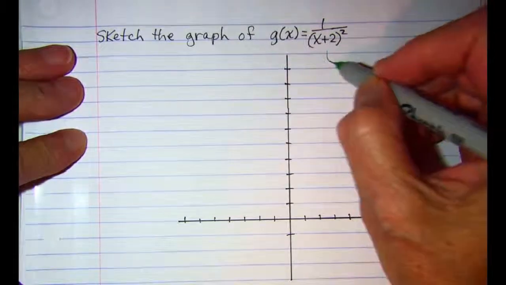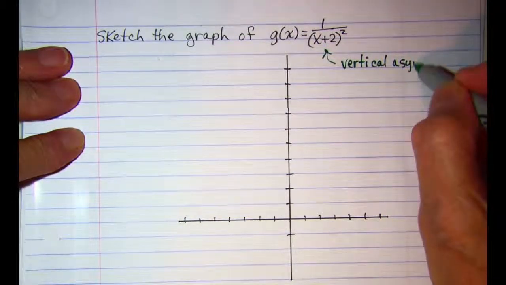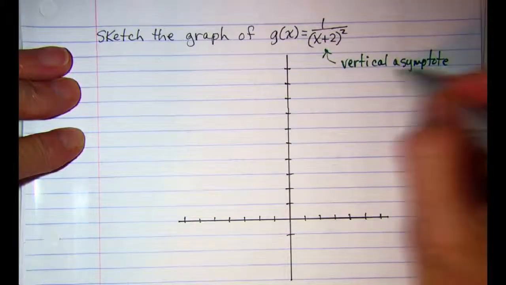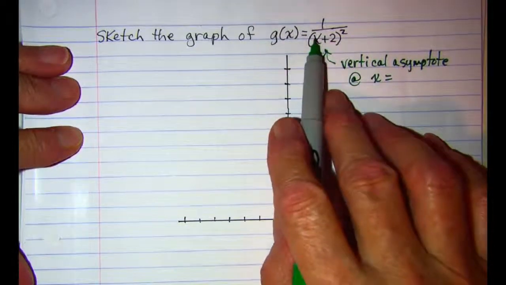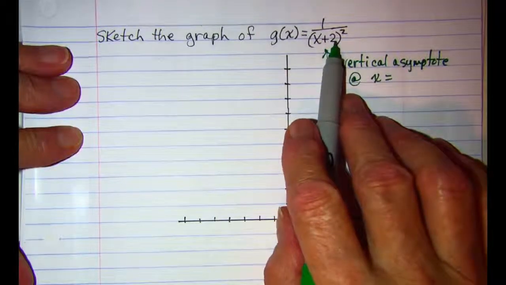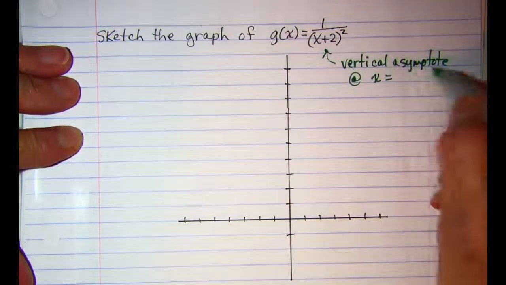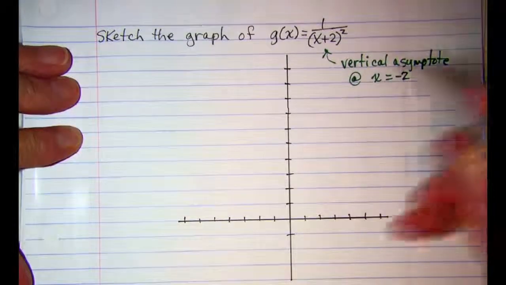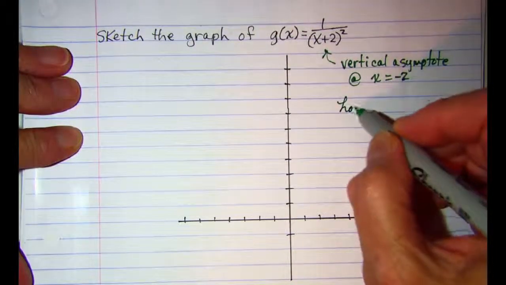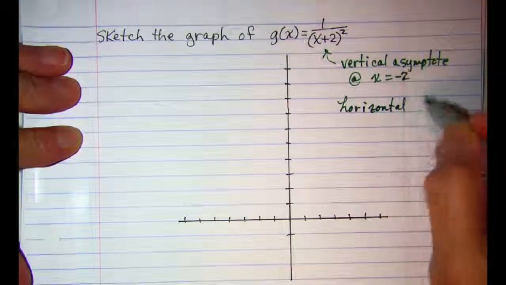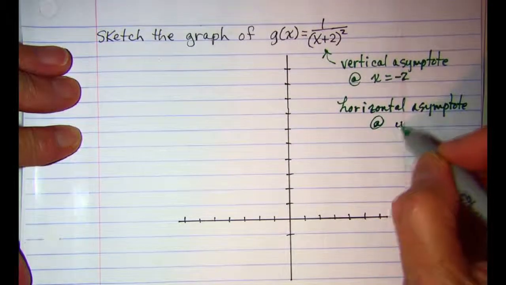On this one, we can see that we have a vertical asymptote at x equals -2. When x is -2, then we have -2 plus 2, which is 0. And we can't have a 0 in the denominator because that's undefined. So we have a vertical asymptote at x equals -2. And this fraction will never equal 0, so we have a horizontal asymptote at y equals 0.